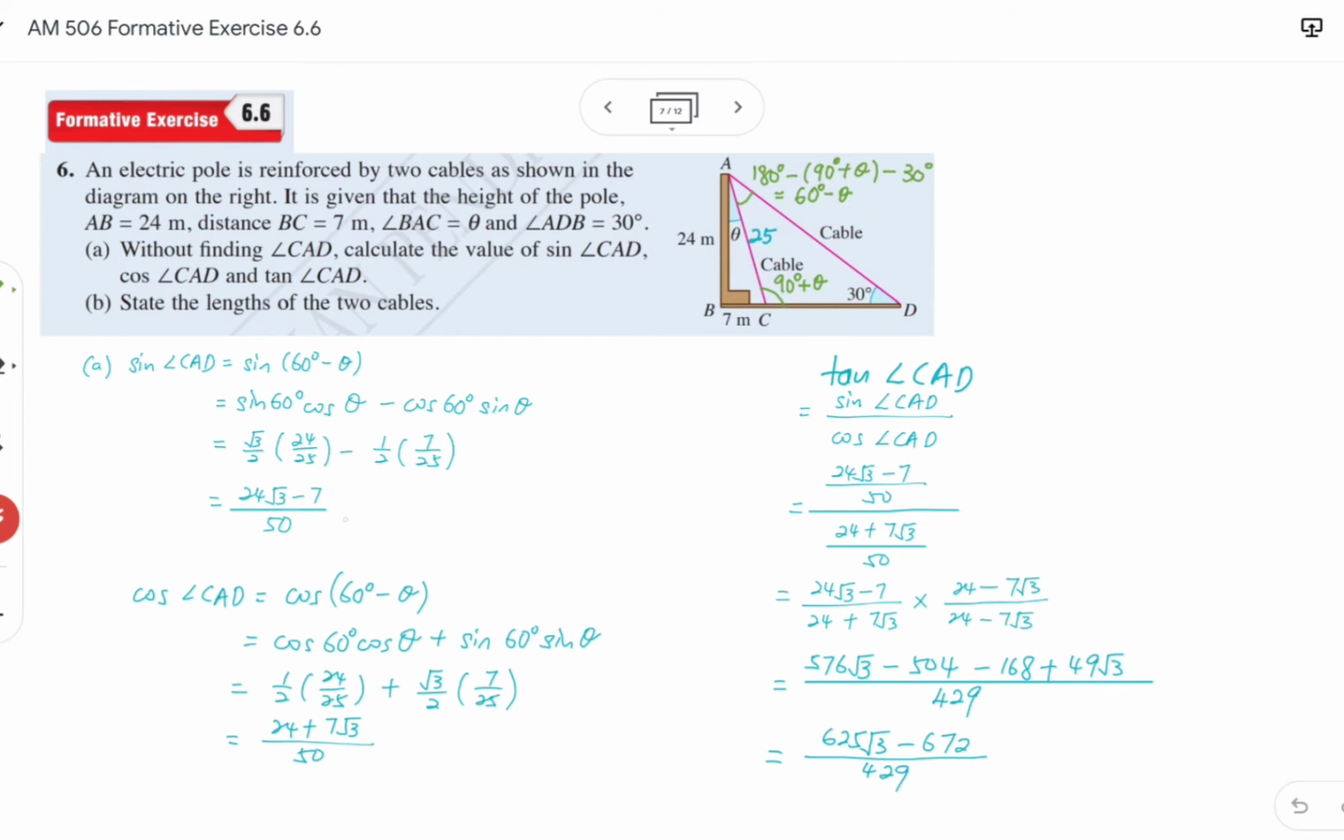So simplify it, we get (24 root 3 minus 7) divided by 50. And then cosine angle CAD, same thing, we change the angle CAD with 60 minus theta.